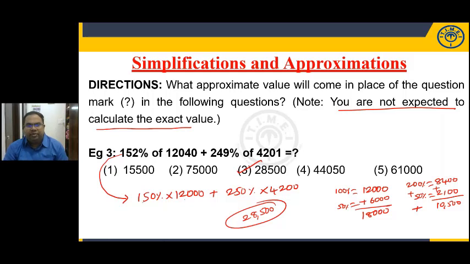Approximately, Nama. Why do you want to take 12,040? Take 12,000, 150%, 250. Options will be quite far away. See, you can happily make an approximation.